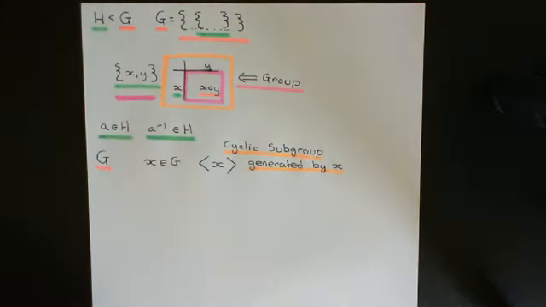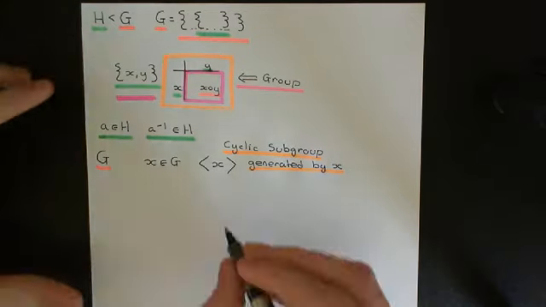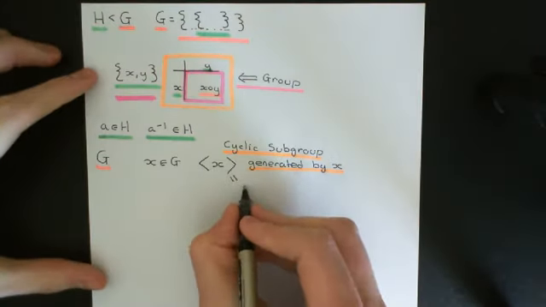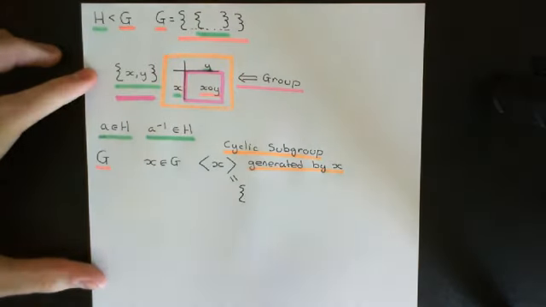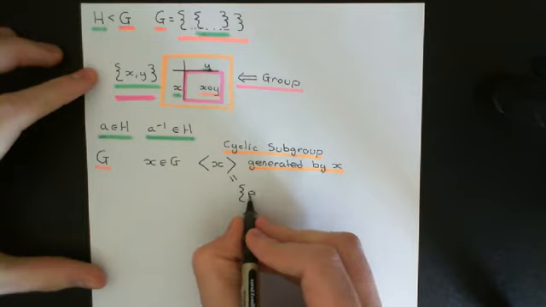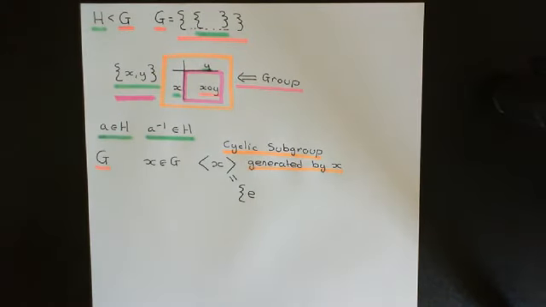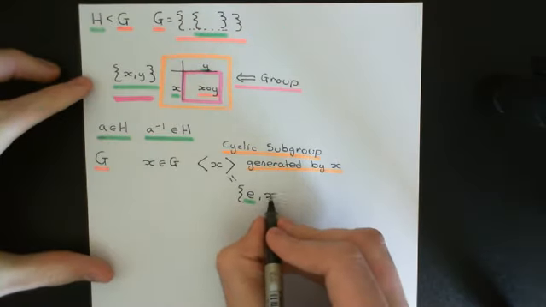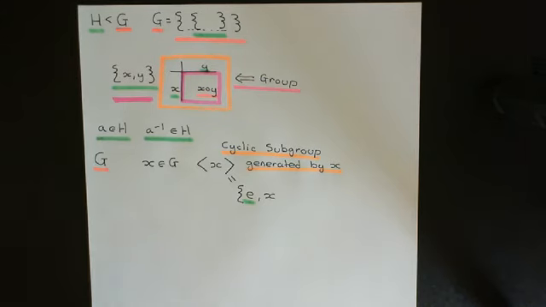Right, so the cyclic subgroup generated by x. The definition of this is: we're going to create a subset that we want to be a subgroup. The first thing that we might as well put in is the identity element, which I'll just call E. All subgroups have to contain the identity element, so we might as well get that out of the way right now. Then we'll put in this element x.